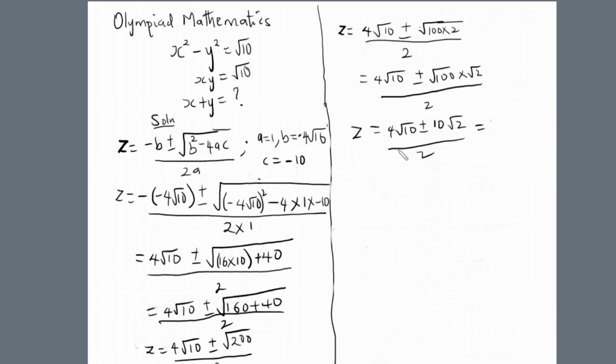So I'm going to divide both of them. Divide 4 by 2, you have 2, so this is 2 root 10, plus or minus, divide 10 by 2, you have 5 root 2. So that is the value of z.